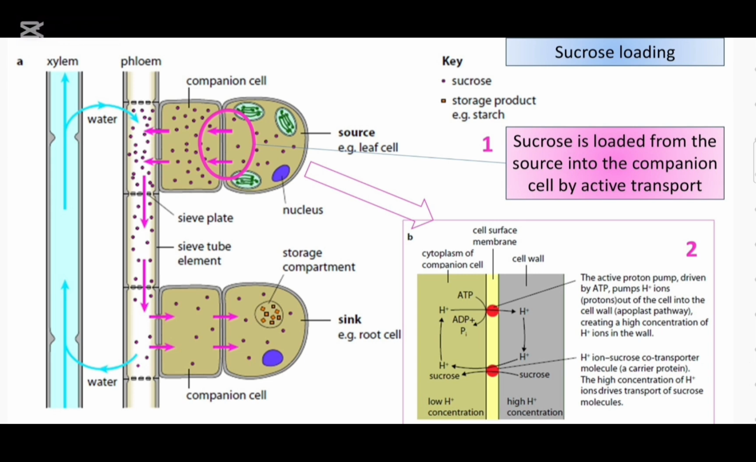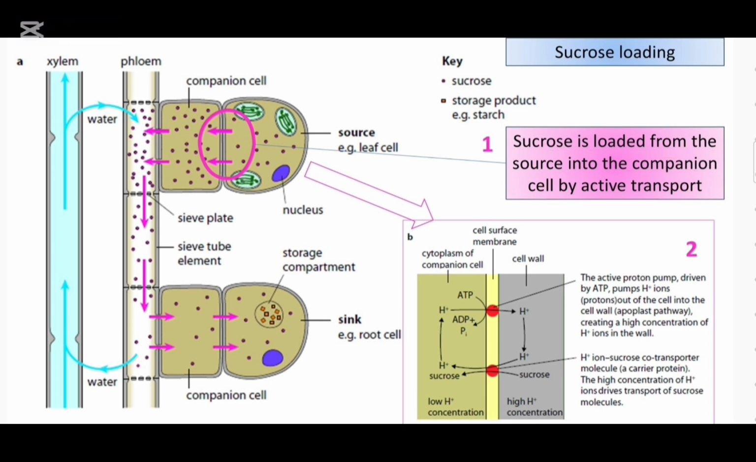Sucrose loading is the process whereby we transport sucrose from the source. We know the source is any part of the plant that has the ability to photosynthesize, producing sugar, which will then be converted into sucrose. Then we want to move sucrose into the companion cell, and from the companion cell into the phloem. Focus on what happens between these two structures. Sucrose is loaded from the source into the companion cell by active transport. So this is an active process.